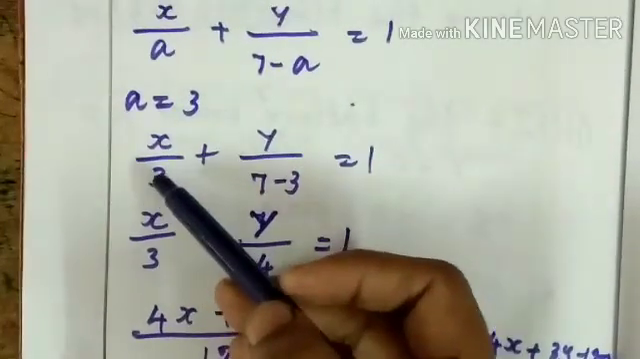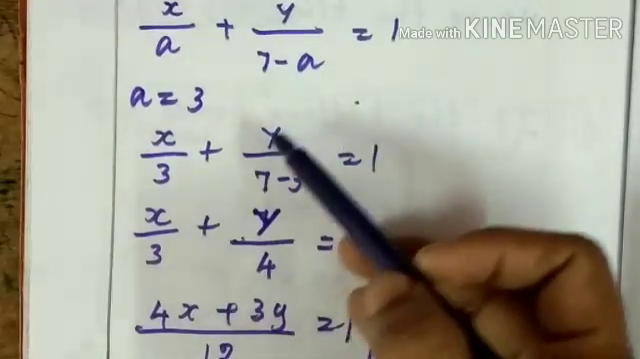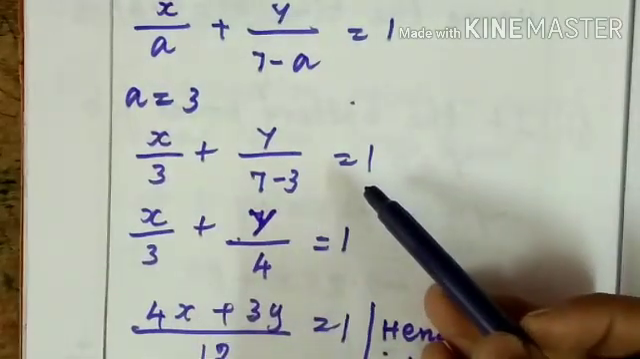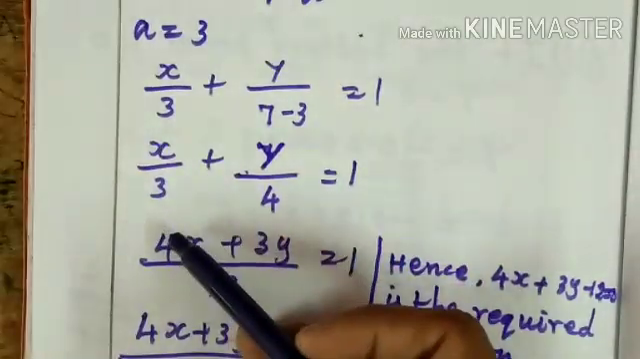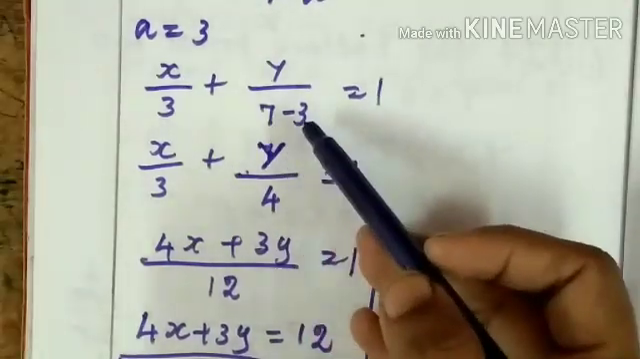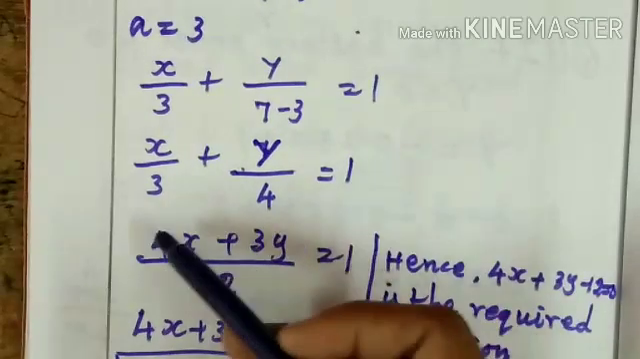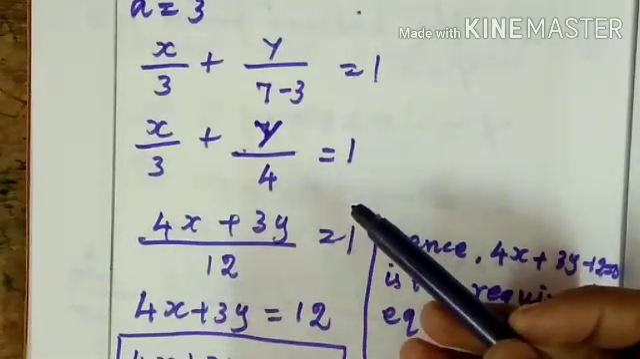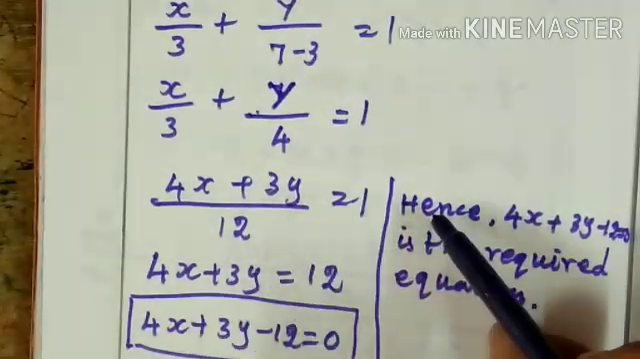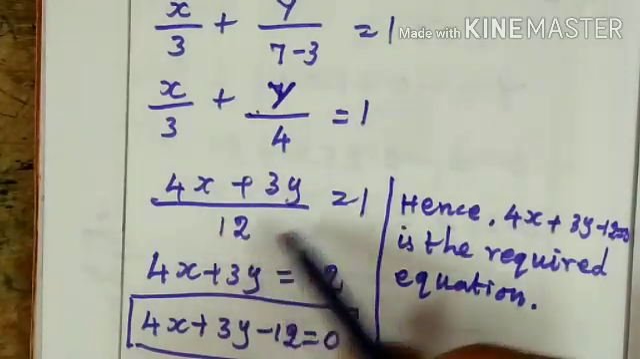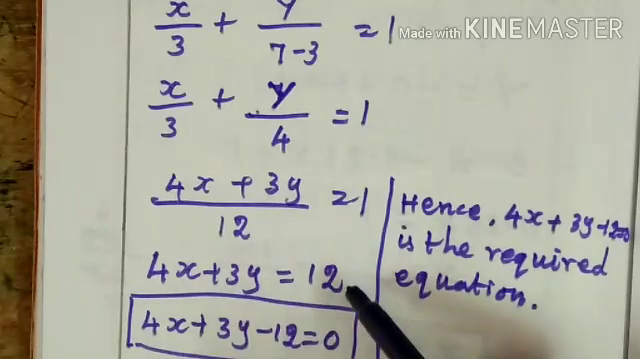Here we have to apply a equal to 3. That is x by 3 plus y by 7 minus 3 is equal to 1. Now you have to simplify this, means x by 3 plus y by 4, 7 minus 3, 4 is equal to 1. Next you take LCM. Then we get (4x plus 3y) by 12 is equal to 1. Cross multiply this, means we get 4x plus 3y is equal to 12.